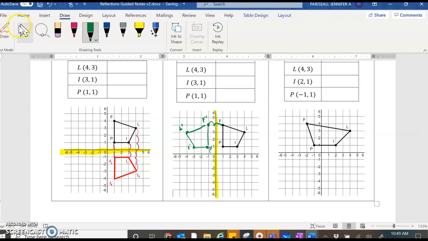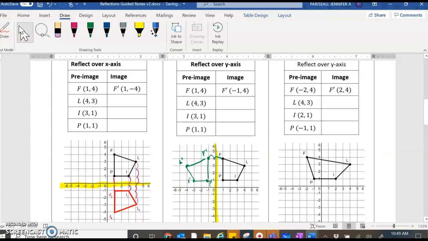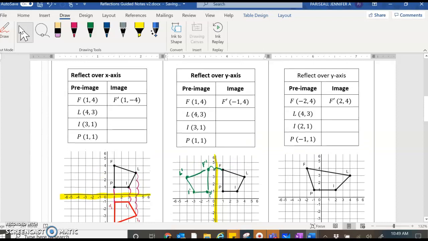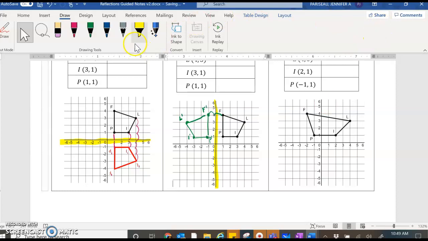Sometimes though, you're going to get shapes that flip over themselves. So for example, here in example 3, notice where it says reflect over the y-axis. Let's go ahead and highlight what we're reflecting over. So we're reflecting over the y-axis, and because of that, this F is 2 spaces to the left. So if I'm going to reflect it, it's got to go 2 spaces to the right of my line of reflection. So 1, 2. Essentially I am flipping this image over itself, and it can look confusing.